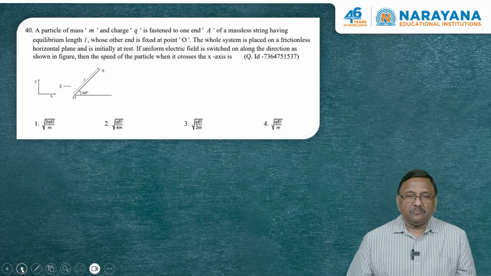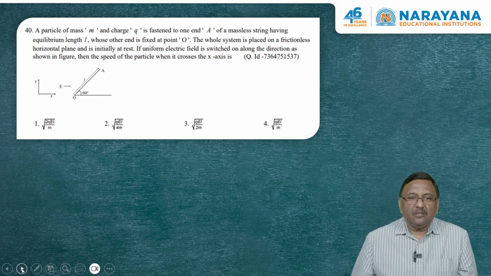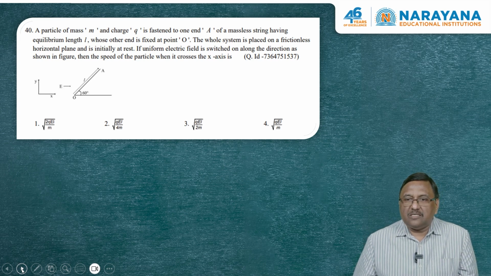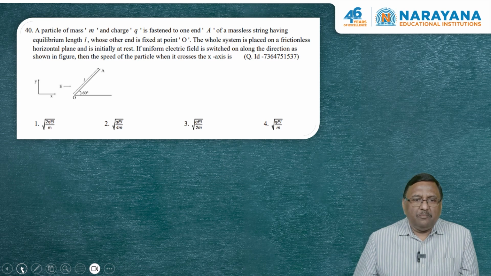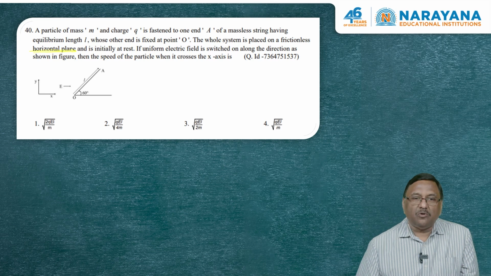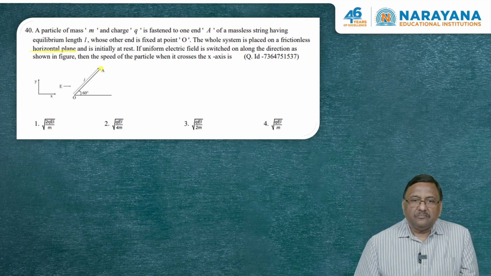Here is the next question. You read it here again. A particle of mass m and charge q is fastened to one end A of a massless string having equilibrium length L, whose other end is fixed at O. The whole system is placed on a frictionless horizontal plane. So the main point is, it is a horizontal plane. That means you don't have to worry about gravity in this question, and it is initially at rest. So he is saying there is some mass at point A which is at rest. If a uniform electric field is switched on along the direction as shown in the figure, then what is the speed of the particle when it crosses the x-axis?